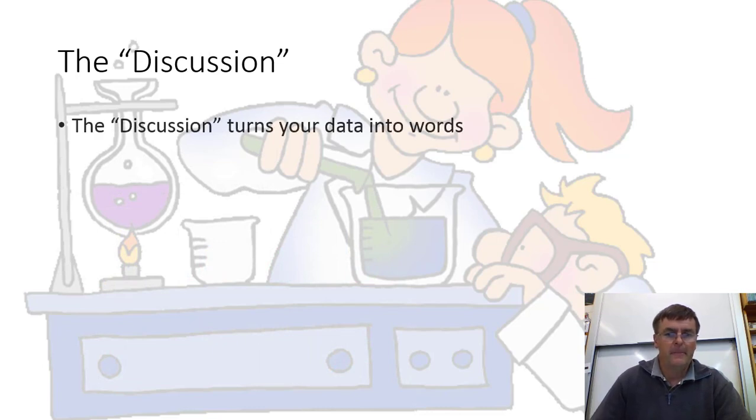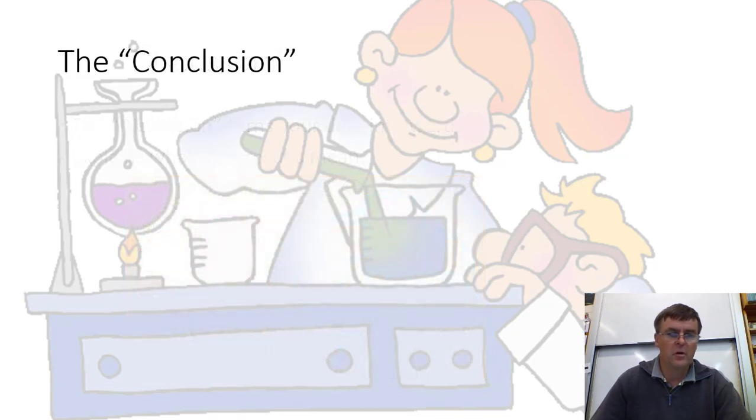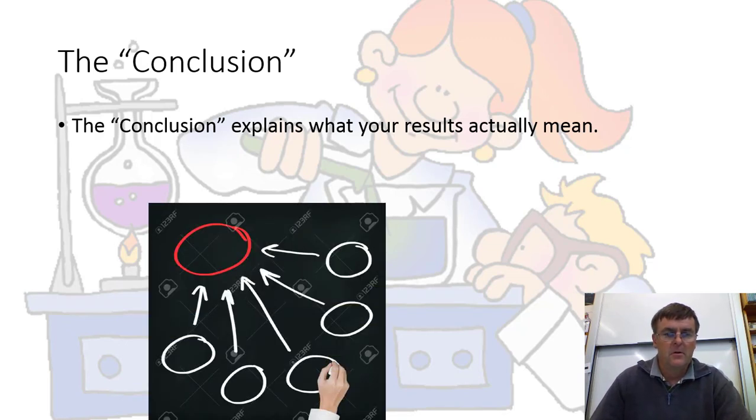Okay, discussion. This turns the data, the graph, the data table, the numbers you've collected into some words. So we're thinking about it so we can explain to somebody what our results are, what they actually are telling us. That's also tied into our conclusion. So what our results actually mean. We can discuss things, okay, the data tells us this. What does this actually mean? So all the ideas come together.